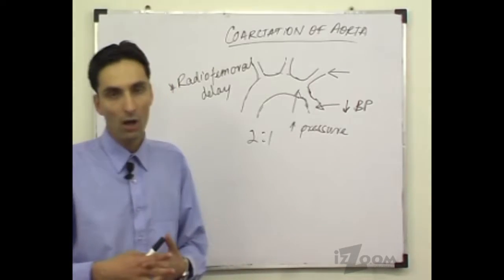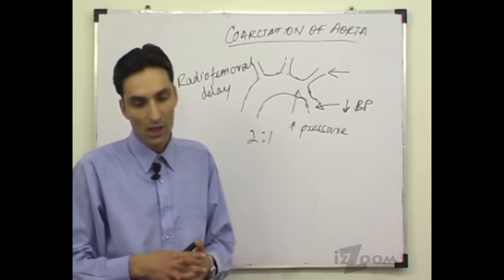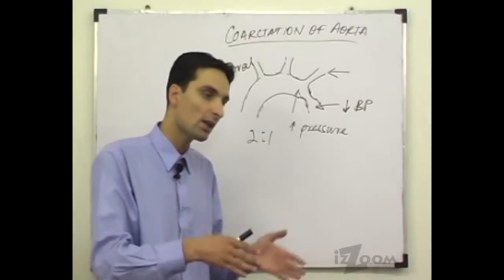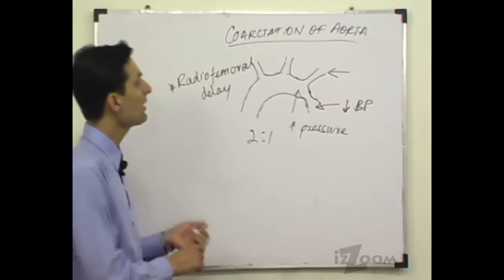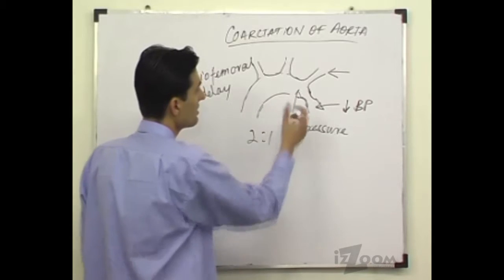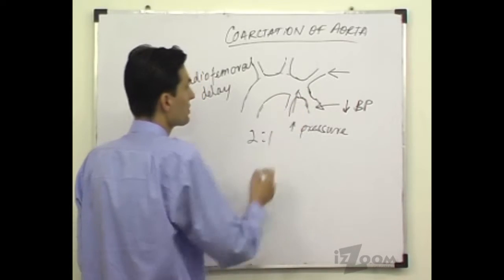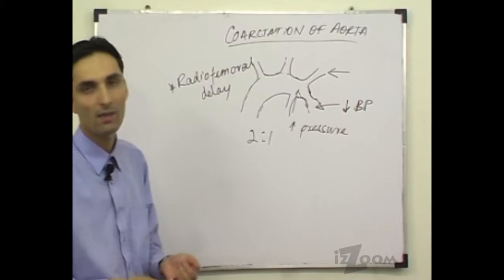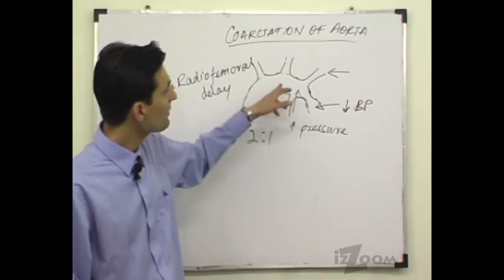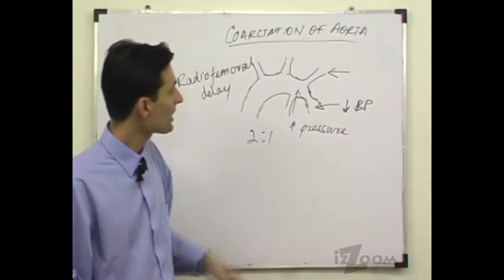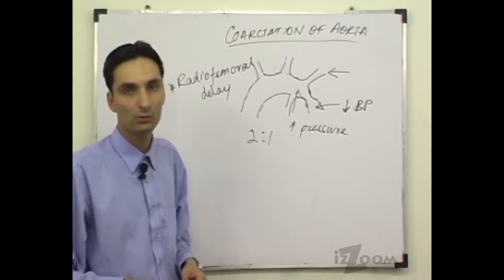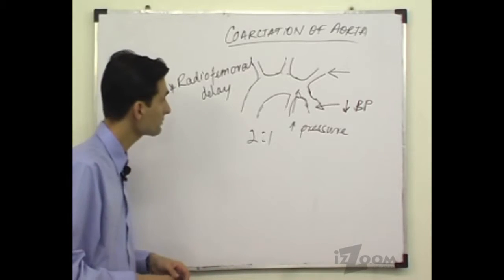Another feature of coarctation of the aorta is that it may be missed in a newborn. In a neonate, it may be missed if there is a patent ductus arteriosus connecting the aorta and the pulmonary artery. Then this may be missed, because the pressure is distributed into the pulmonary artery. So then it can be missed.